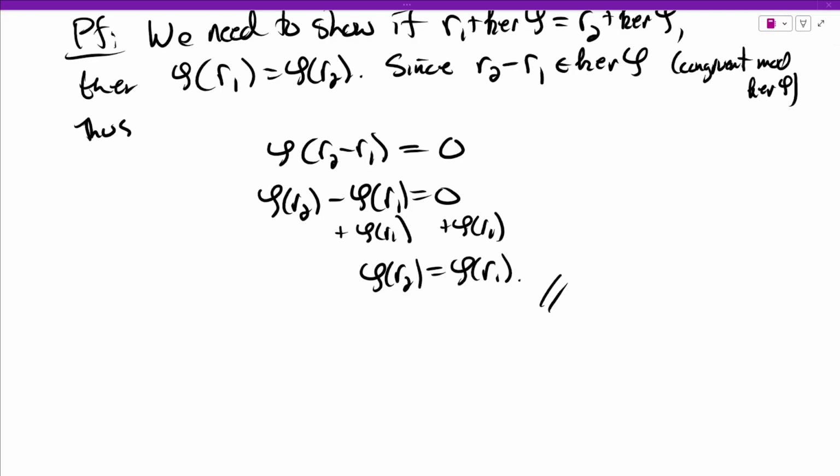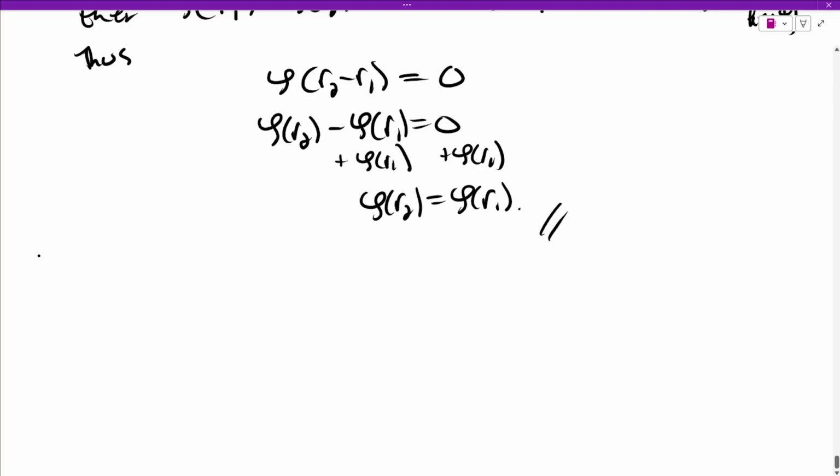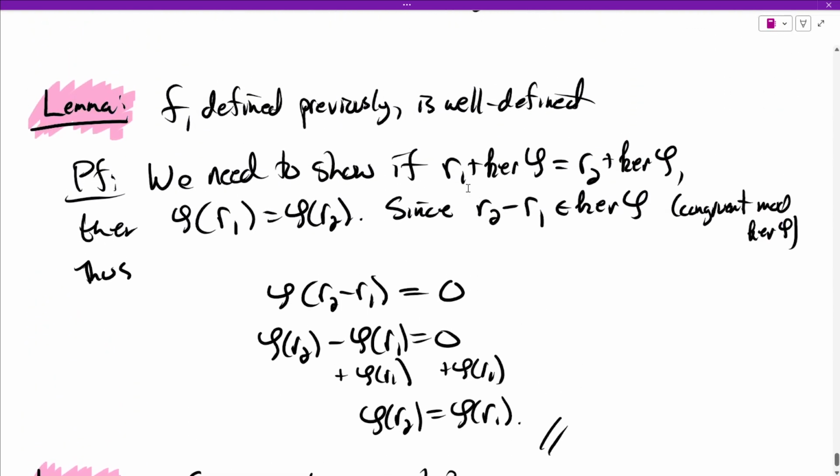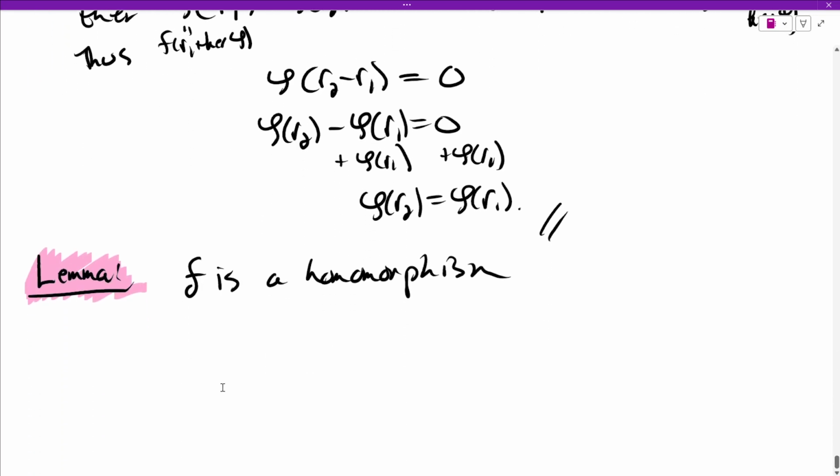All right, great. We'll do one more lemma in this video, and then we'll deal with the one-to-one and onto properties in the next video. The next one is f is a homomorphism. Right, so f, remember, was the guy that took R1 plus kernel of phi to phi of R1. Okay, so this is really f of R1 plus kernel of phi. And we need to show it's a homomorphism. So let's do exactly that. Proof.